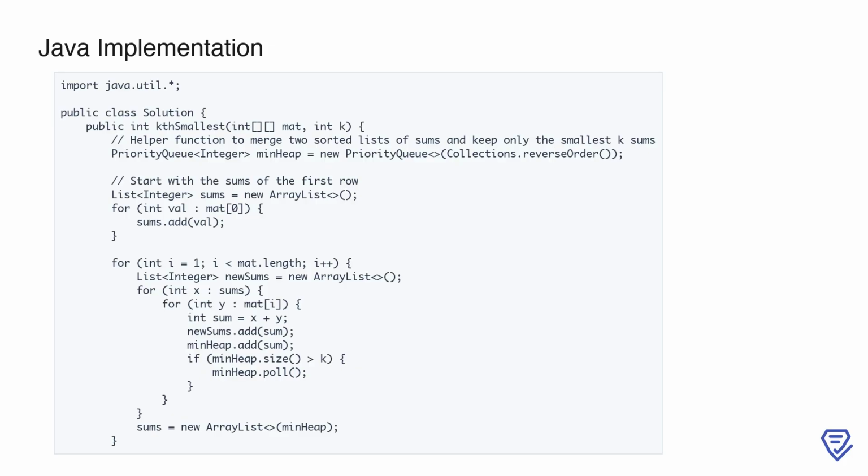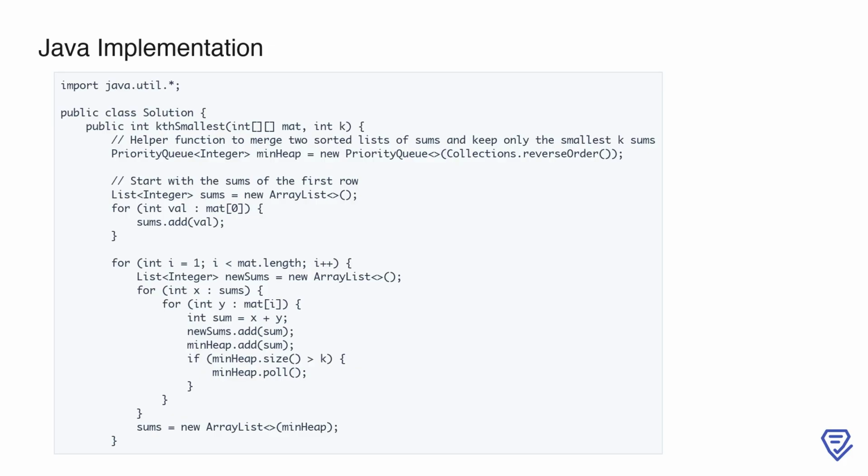From here, we iterate through the remaining rows of the matrix. For every new row, we calculate all possible sums by adding each element of the current list of sums to each element of the new row. Each of these intermediate sums is added to our heap.